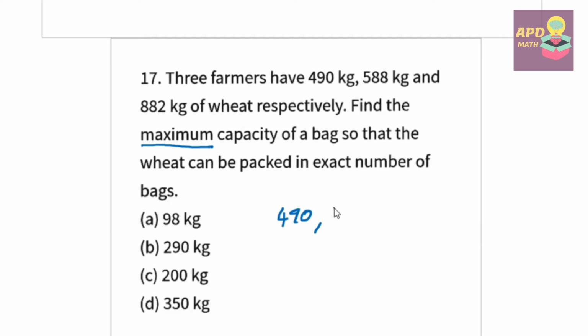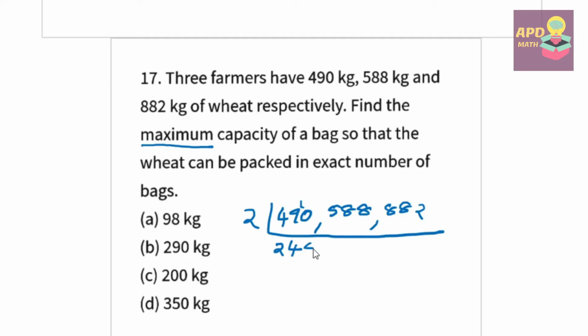490, 588, 882. Then 2, it is divisible by 2. All numbers are even numbers, so it is divisible by 2. Then 2 goes into 490, 245 times; 2 goes into 588, 294 times; 2 goes into 882, 441 times.